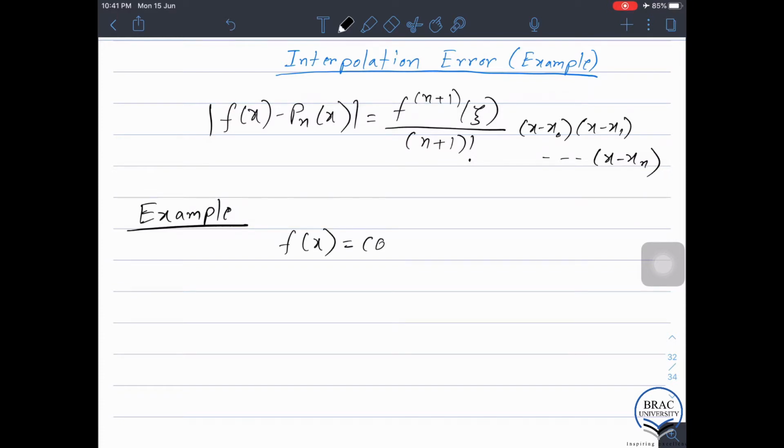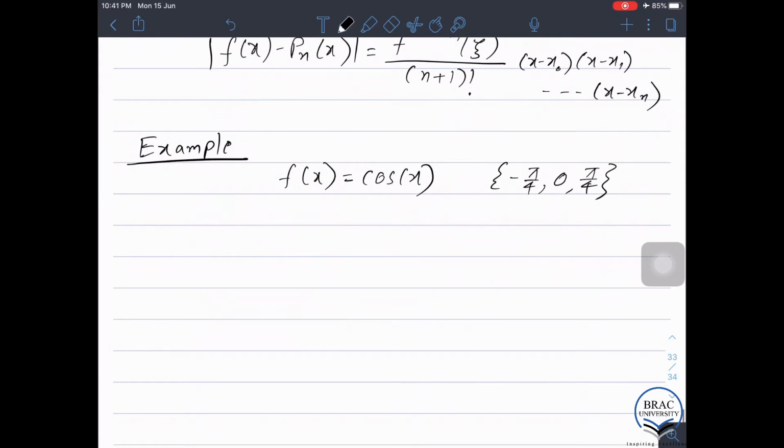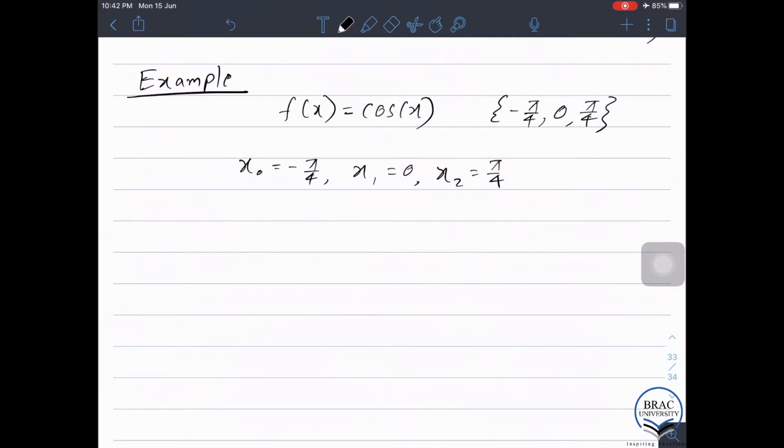So let's say f(x) is equal to cos x with the nodes -π/4, 0 and π/4. So my nodes are x0 = -π/4, x1 = 0, and x2 = π/4. I have three nodes, so my interpolating polynomial will be P2.